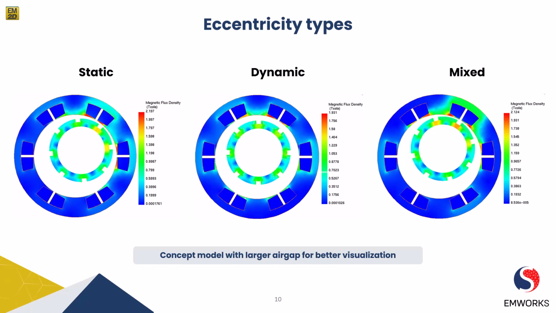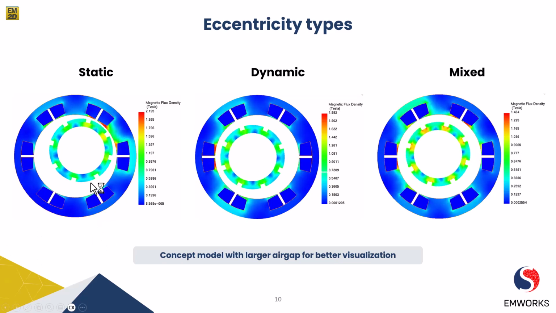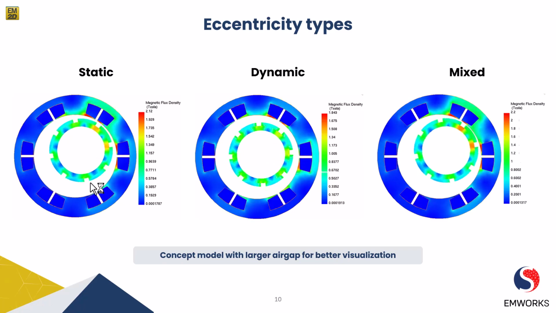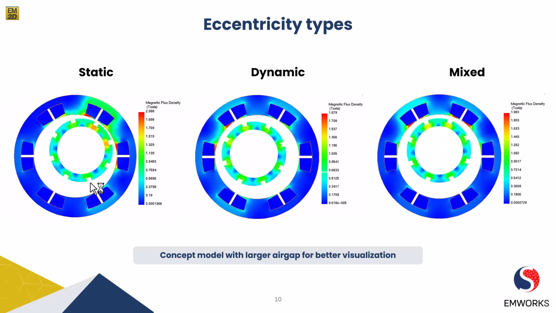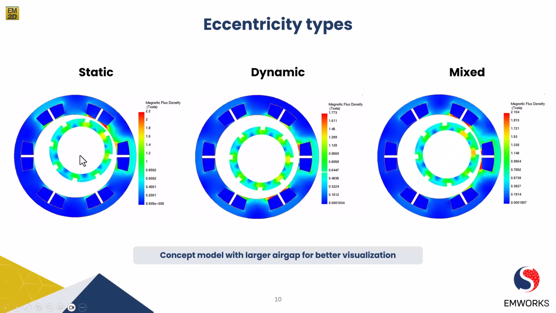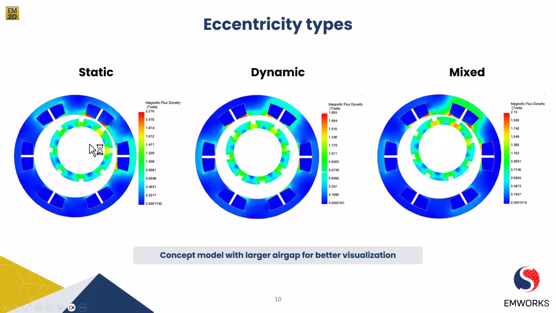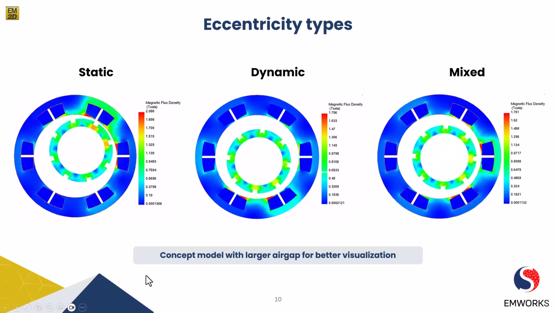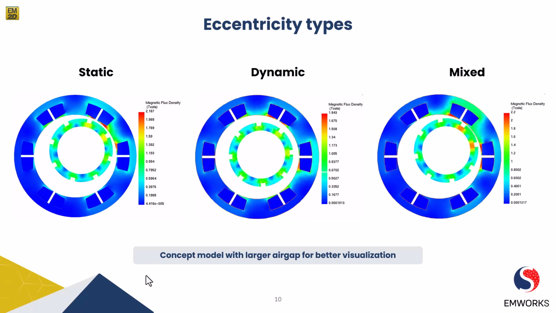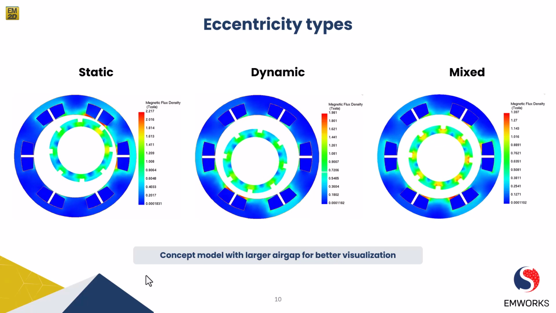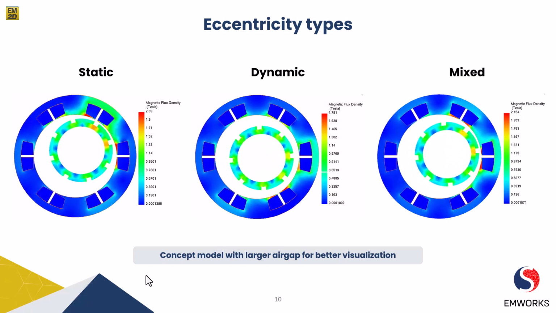First, we have static eccentricity. Static eccentricity is characterized by a fixed displacement between the center of the rotor and the center of the stator, as you can see on the first animation. In other words, the rotor is off-center in a consistent manner. This type of eccentricity often occurs due to improper assembly or misalignment during motor manufacturing or installation.